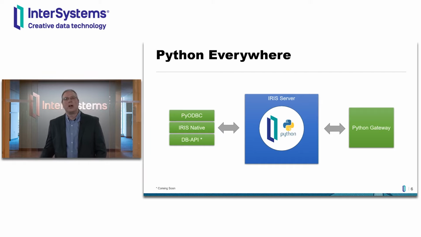Over on the right-hand side, we have the Python Gateway, which we released earlier this year. The Python Gateway works exactly like our Java and .NET gateways, giving you a great option for integrating Python applications in a separate process, either on your IRIS server or even on a separate machine. But today's talk is focused on embedded Python. Embedded Python allows Python code to run natively inside the IRIS server process, giving developers unprecedented access to the database.